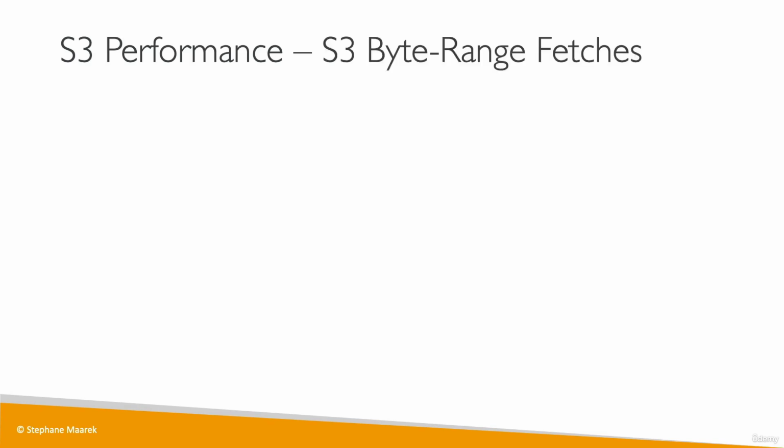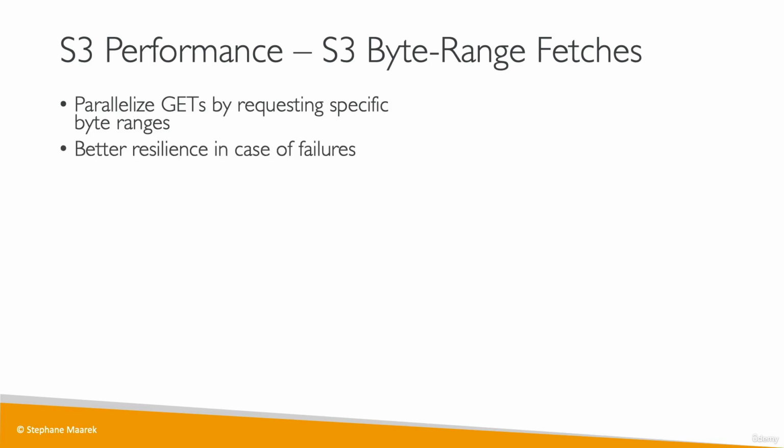Okay, now how about getting files? How about reading a file in the most efficient way? We have something called S3 Byte-Range Fetches. And so it is to parallelize GETs by getting specific byte ranges for your files. It's also useful in case you have a failure to get a specific byte range, then you can retry a smaller byte range and you have better resilience in case of failures. So it can be used to speed up downloads this time.